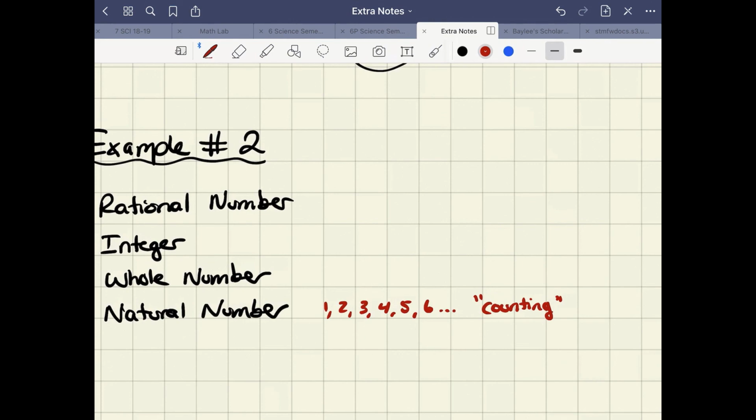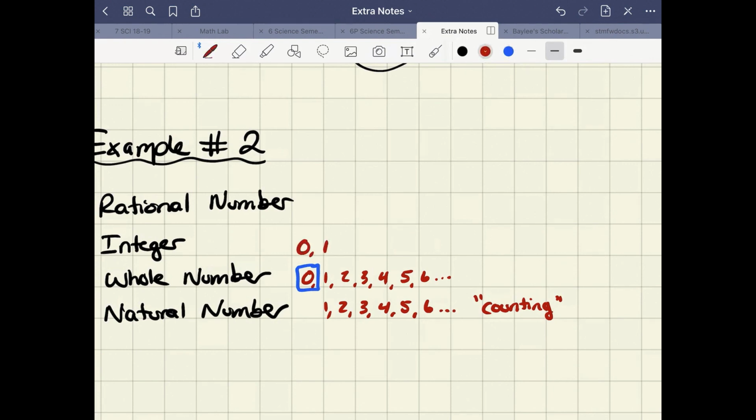A whole number is going to be all of those counting numbers, so it includes those counting numbers, but now we're going to add 0 to it. So you have 0 and 1, 2, 3, 4, 5, 6, and so on. Okay, so the big thing about whole numbers is that we're adding 0 to the mix. Now, integers include whole numbers and natural numbers. Integers, however, are going to also include negative values.